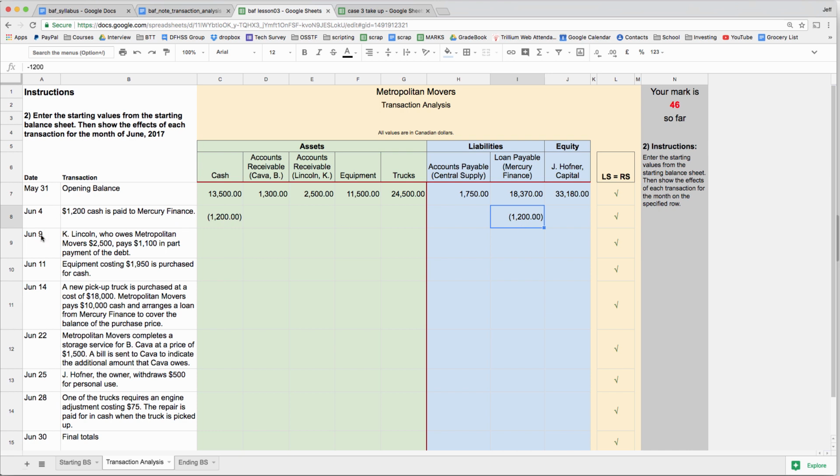Next, June 9th, Kay Lincoln, who owns Metropolitan Movers, who owes Metropolitan Movers $2,500, pays $1,100 in partial payment of the debt.